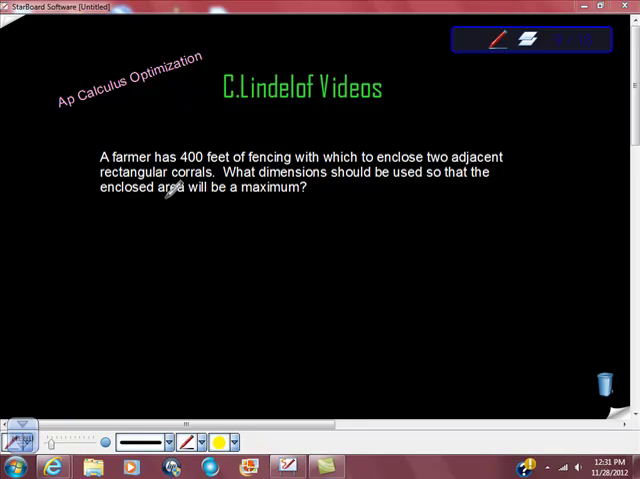First thing I'm going to do is just start making some notes to myself. The first thing I want to know is what has to be maximized or minimized. So that's this right here. And then also we have a constraint here. We have only 400 feet of fencing to use. So I'm going to go ahead and read through the problem a little bit.